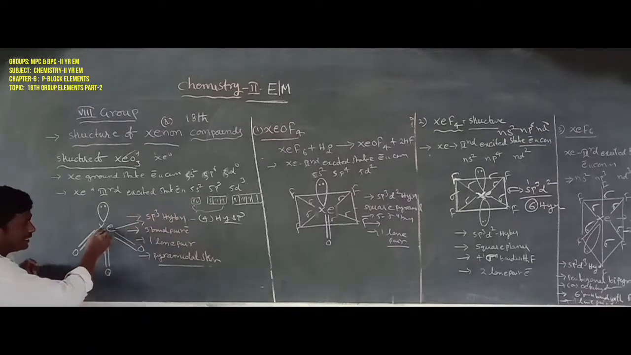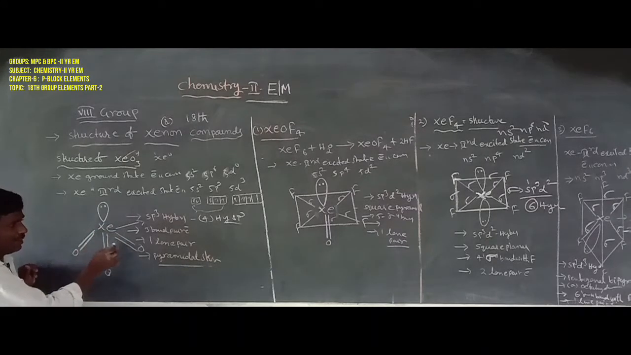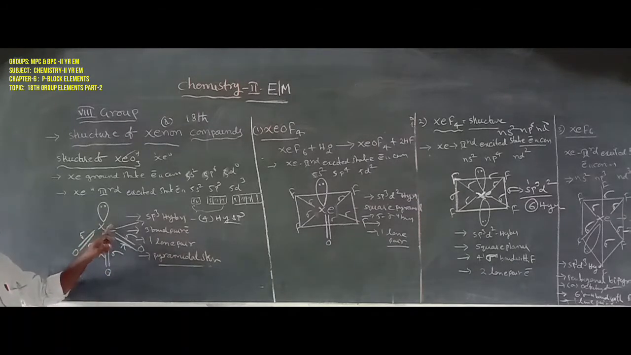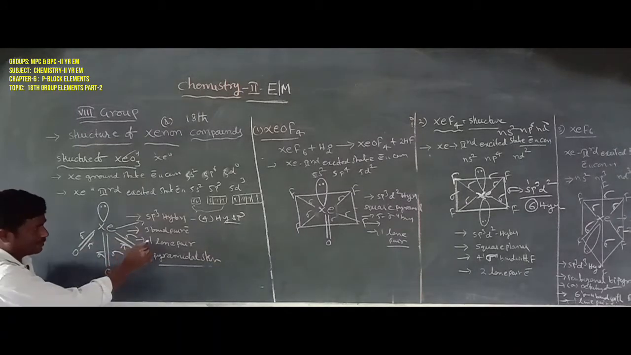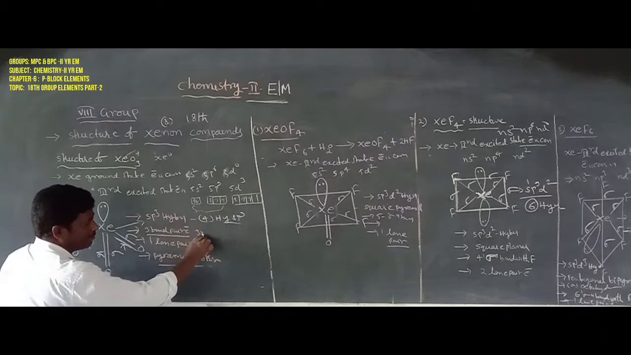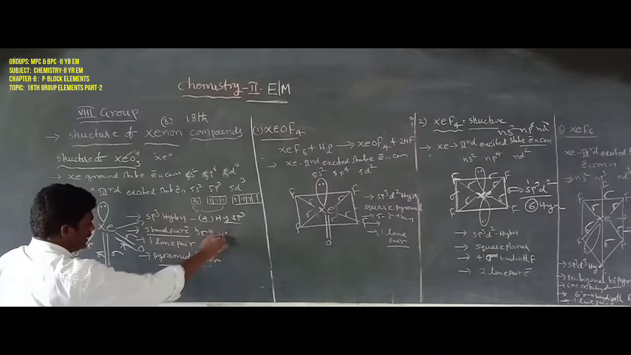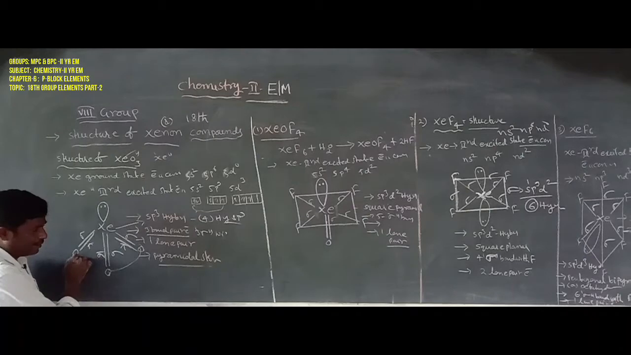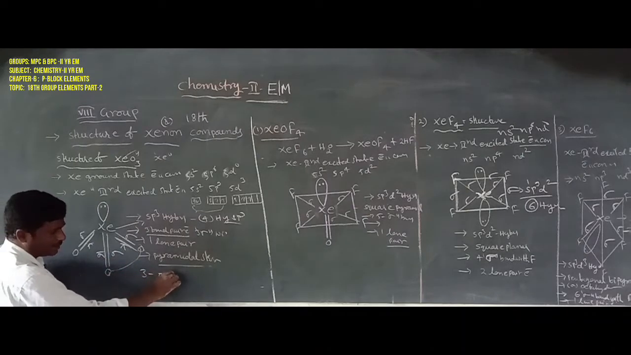Xenon is also bonding with the 3 oxygen atoms. That forms 3 sigma bonds and 3 pi bonds. One double bond consists of 1 sigma bond and 1 pi bond. Here xenon bonds with the 3 oxygen atoms to form 3 sigma bonds, and the remaining 3 pi bonds are with the 3 oxygen atoms.